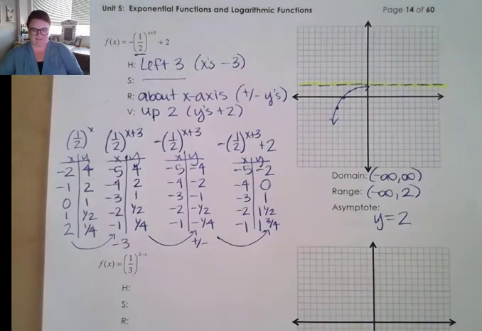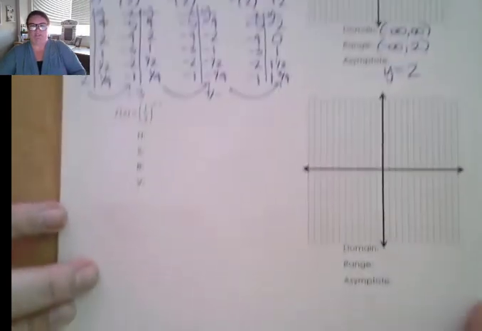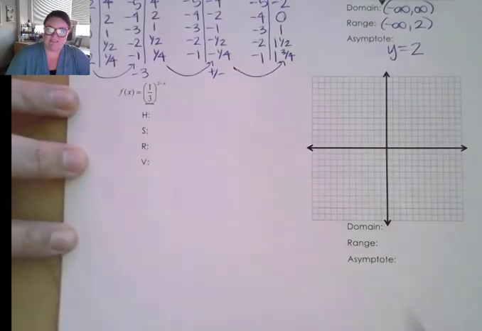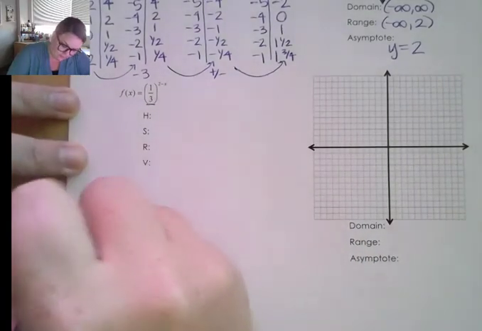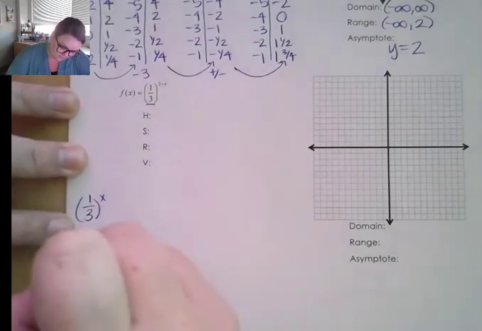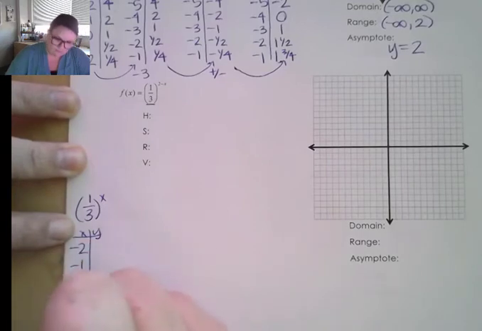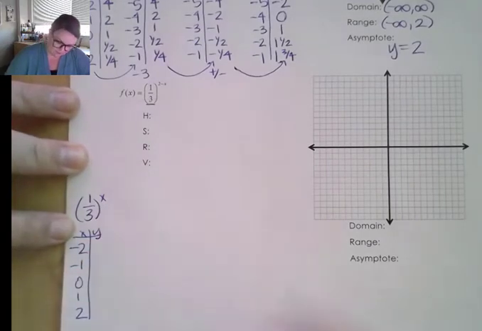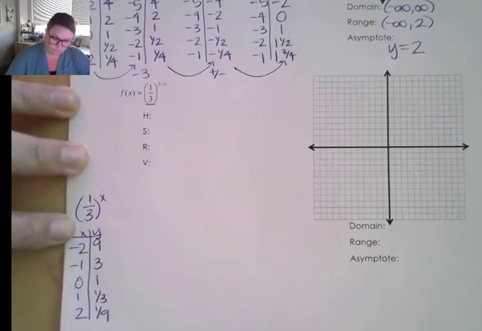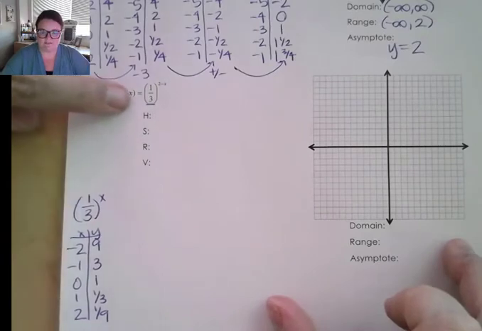Okay, let's look at another one. Just like the last one, we need to make sure we identify our base first, which in this case is 1/3. So we're going to do 1/3 to the x power to start off with. I'm going to go ahead and fill in with the values, and then identify our transformations.